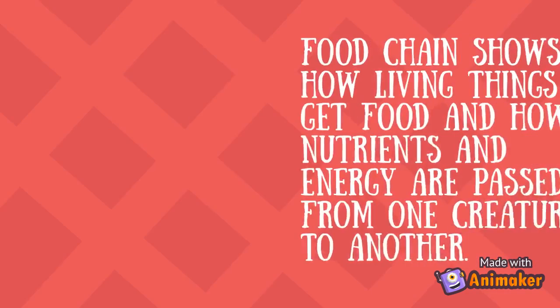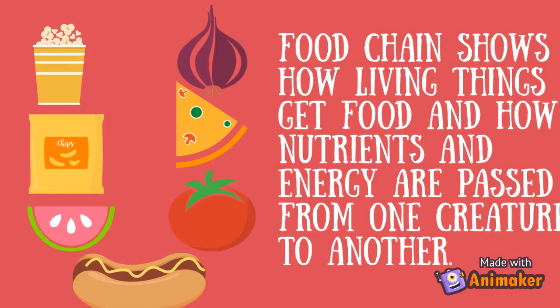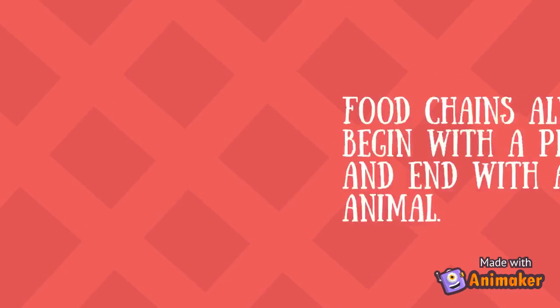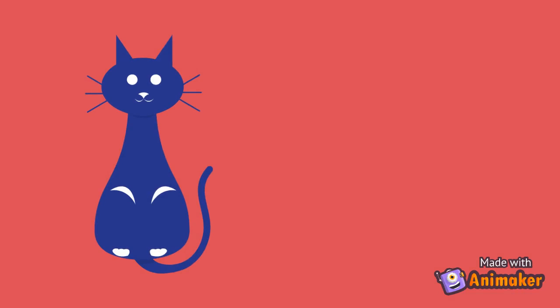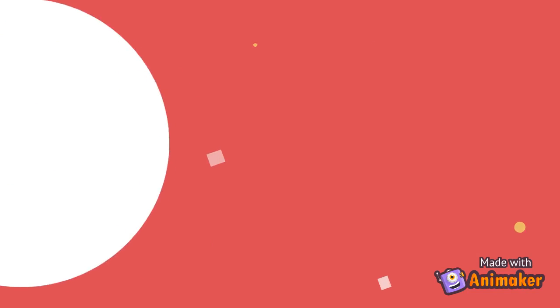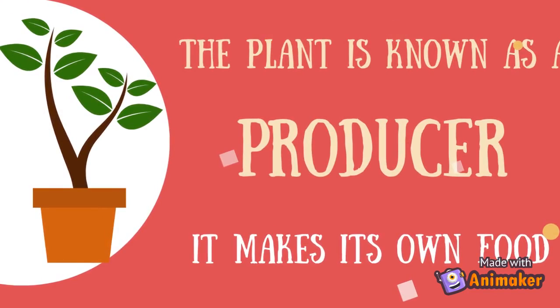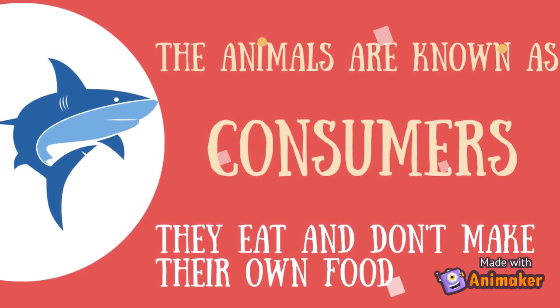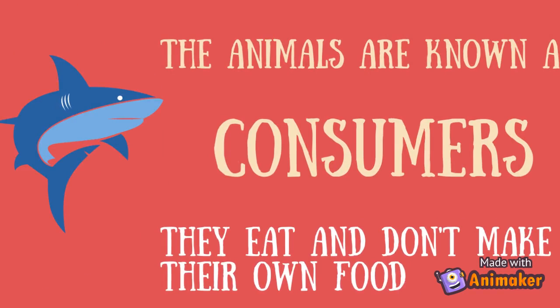A food chain shows how each living thing gets food and how nutrients and energy are passed from one creature to another. Food chains always begin with a plant and end with an animal. The plant is known as a producer because it makes its own food. Animals are known as consumers because they eat and don't make their own food.